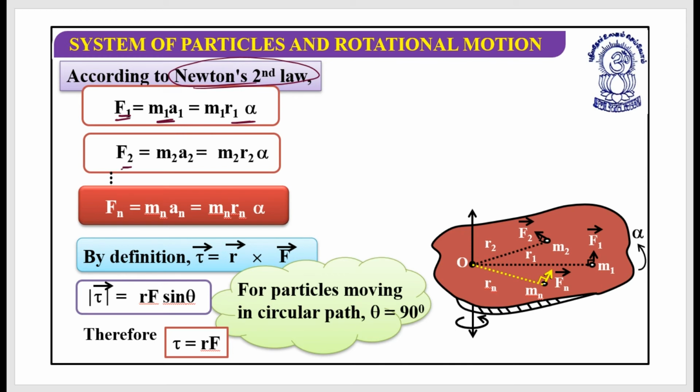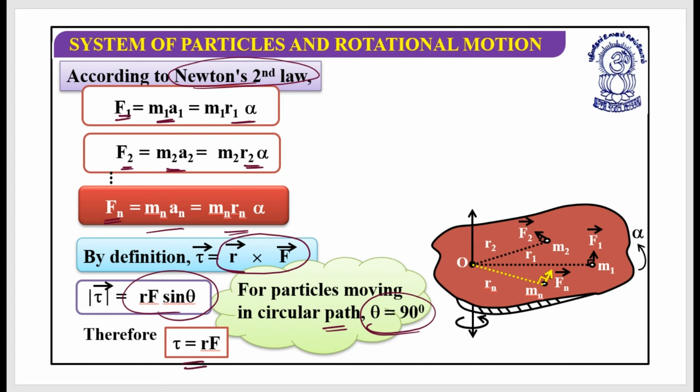Sorry, F2 is M2A2, that would be equal to M2 into alpha into R2. Same way, this is Fn, that could be written as Mn an, that is equal to this. So when I write this, what I understood is that by definition torque is equal to R cross F, or I should say torque equals R F sin theta. But in this case all the particles are moving in a circular path, and when they are moving in a circular path, theta is equal to 90 degrees.